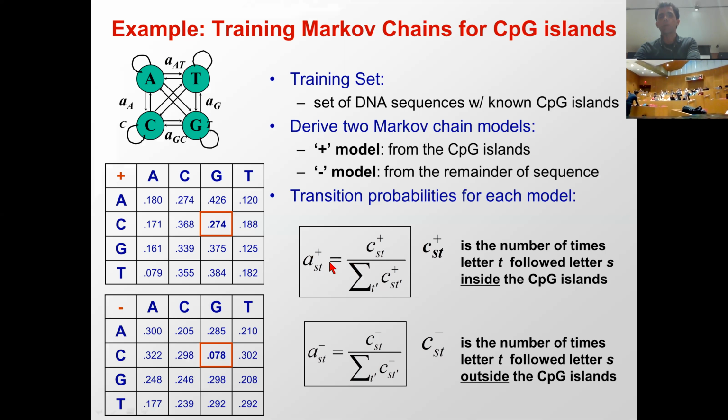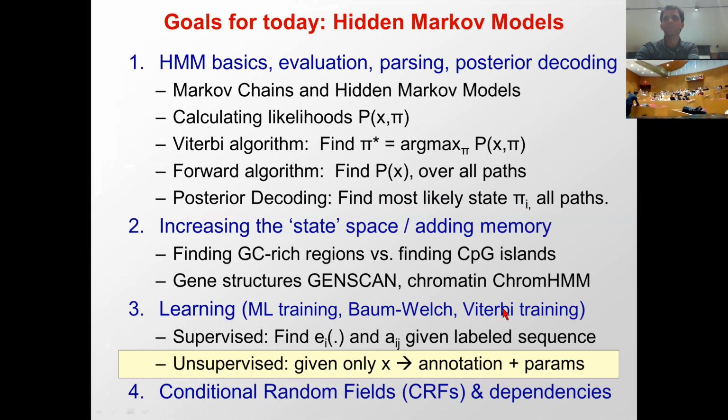What we had said is: what is the number of times that I observed the transition from, you know, T to G for each of the characters in a big, big set of annotated CpG elements and in a big, big set of annotated non-CpG elements. So, now for the magic. How do I do unsupervised learning?